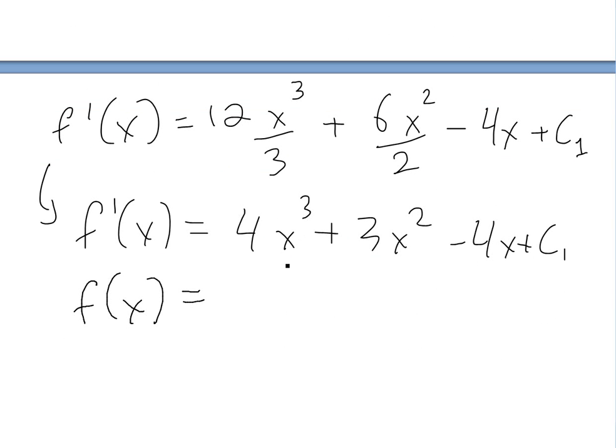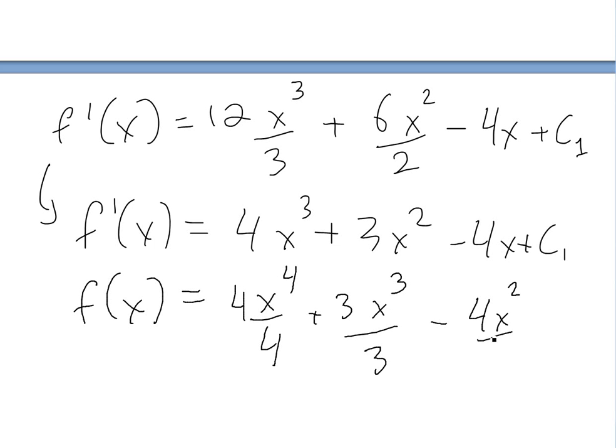So f of x is doing the same thing as in the previous examples. It's just going to be x to the 4 over 4. We have to put the 4 there. Plus 3x to the 3 over 3, like always. And this one's going to be just simple 4, then x squared over 2, and then plus c1. We have to add another constant here, plus c2.